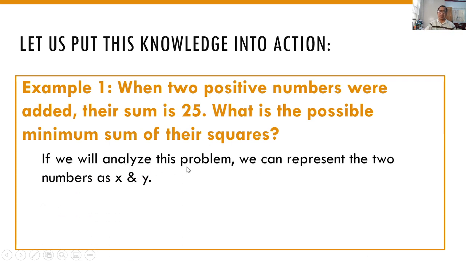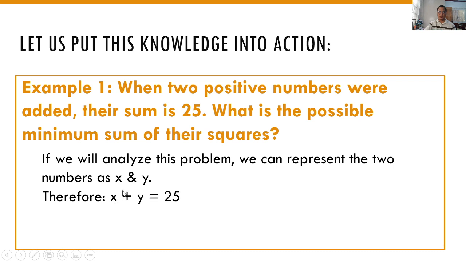So if we will analyze this problem carefully, we can represent the two numbers as x and y. Hindi natin alam eh. Hindi naman natin pwedeng sabing x and x. Kasi pag may isang variable ka, dapat yung value niya parehas lang. So dito, x and y, magkaiba yung variable. Ang sabi, sum. So the operation involved is addition. 25. So pag pinag-add daw yung x at saka y, 25.